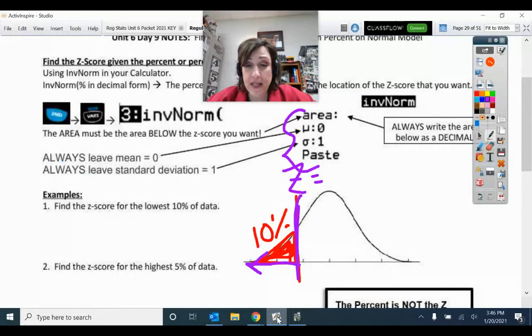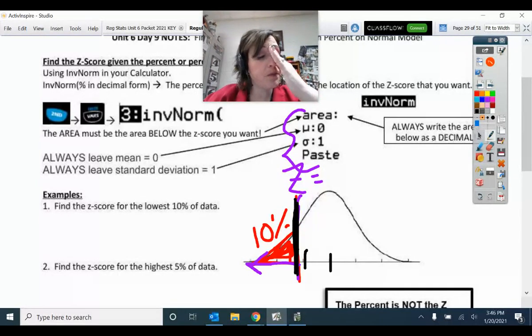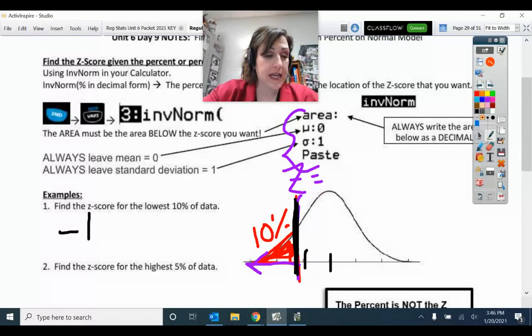And I pretty much knew that that's where that was going to be. Look at how I drew it. Here is a z-score of 0, the mean. Here is 1 standard deviation below, and here's 1.28 standard deviations below the mean. So the z-score for this one is negative 1.28.